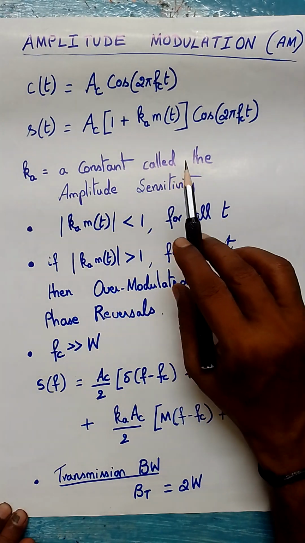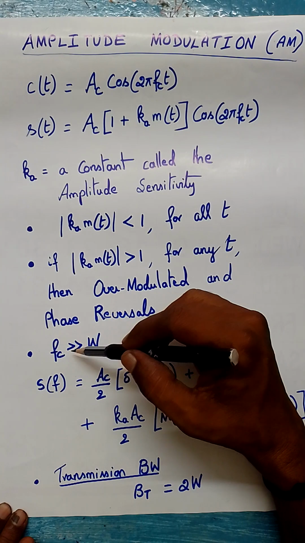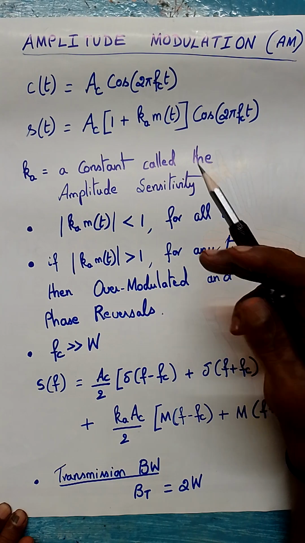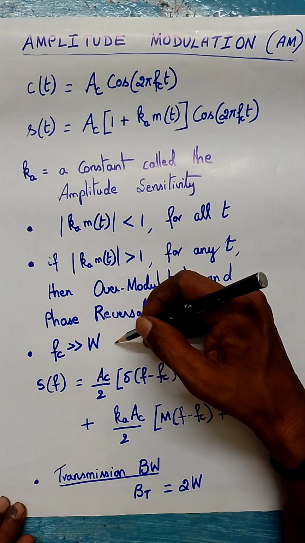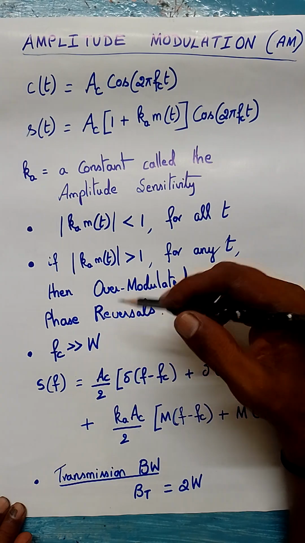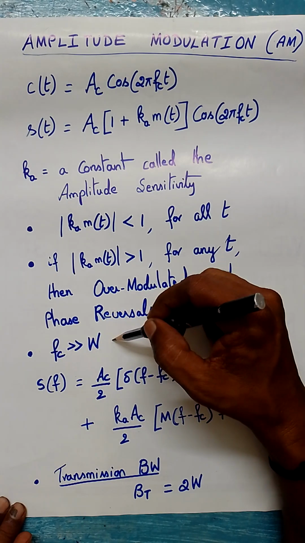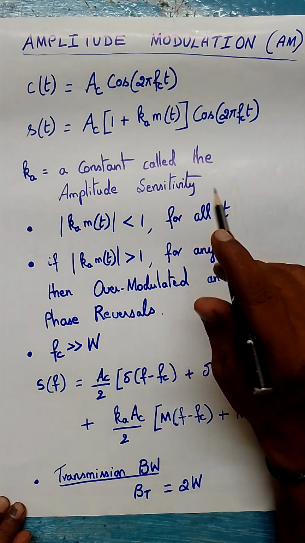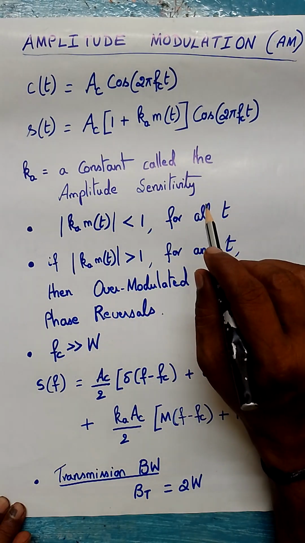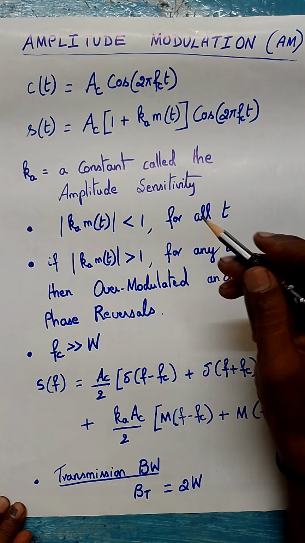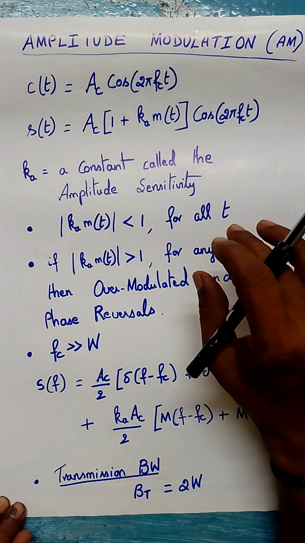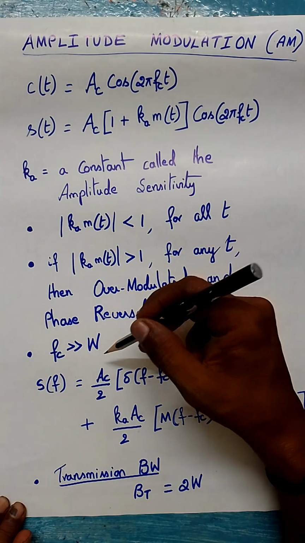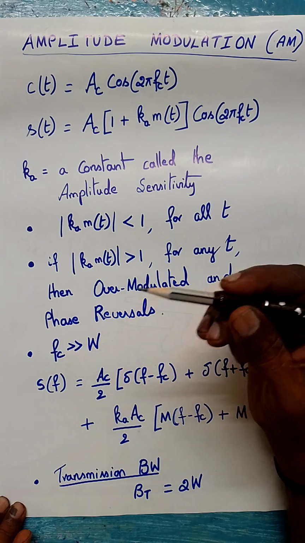Another important point you have to remember in amplitude modulation is that the carrier frequency should be very much greater than the baseband frequency. For example, if you take the audio frequency range, say 20 Hz to 20 kilohertz, so this is 20 kilohertz, then the carrier frequency should be very much greater than 20 kilohertz. If you see the AM radio receiver, 300 kilohertz to 3000 kilohertz will be the range. So 300 kilohertz is very much greater than this 20 kilohertz.